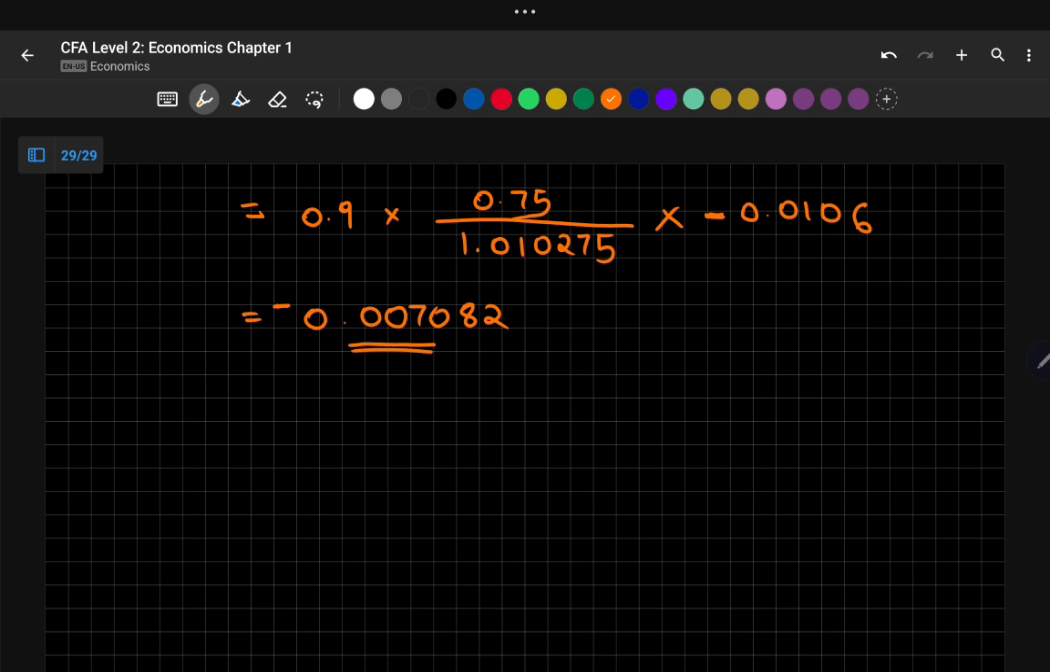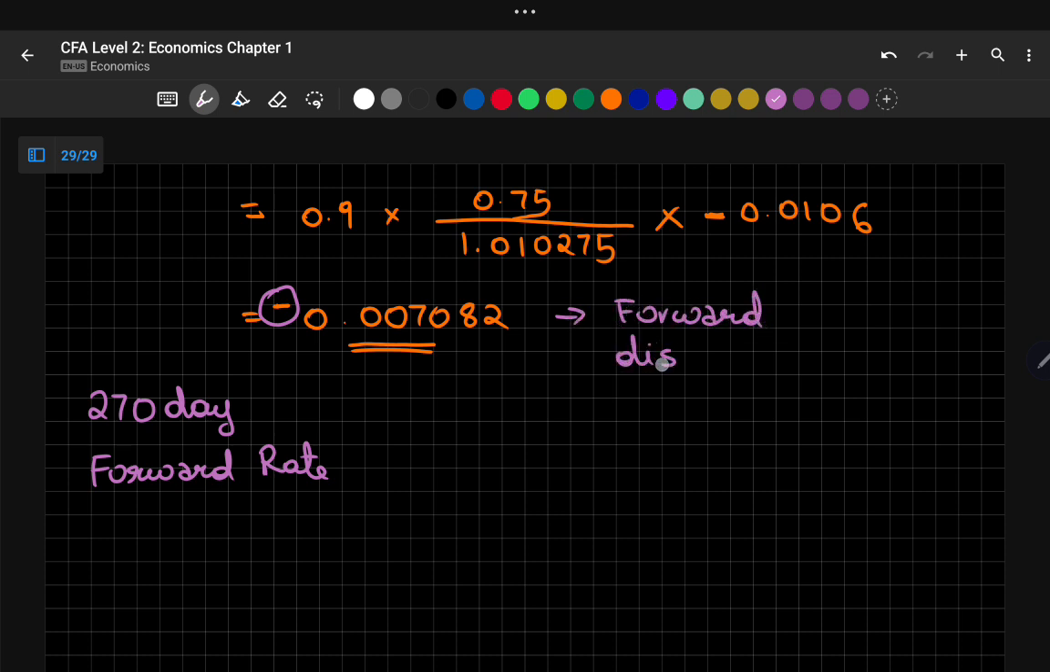So in this case, is it a forward premium or discount? It is a discount because it is negative. Since negative is there, it is a discount. And this is the discount in terms of decimal points. So the 270-day forward rate can be calculated as, so this is a forward discount because it is a negative value.